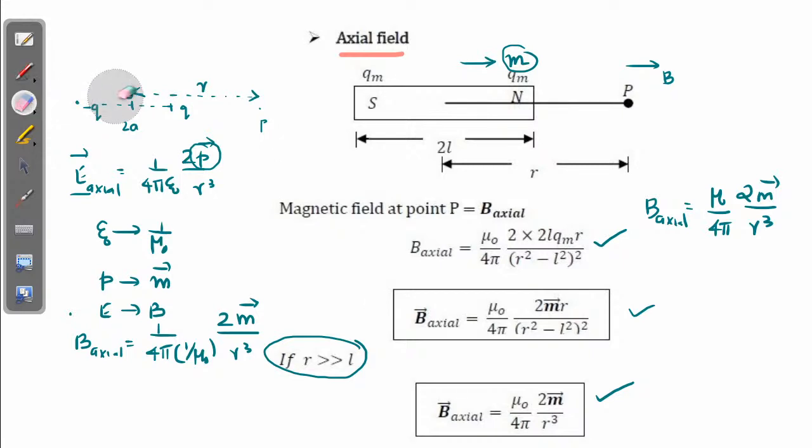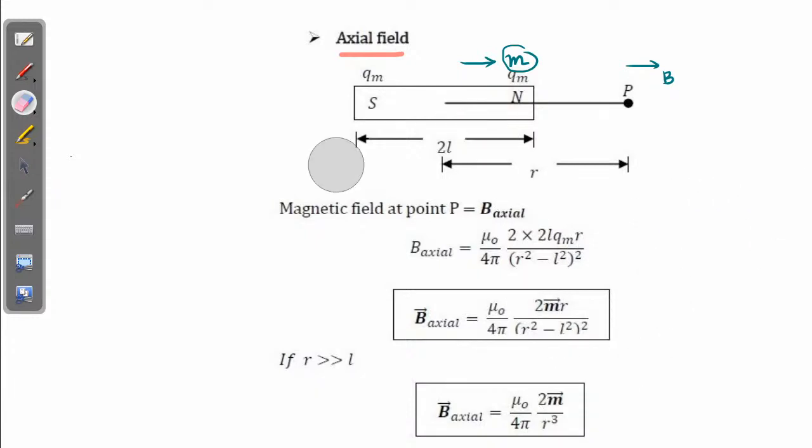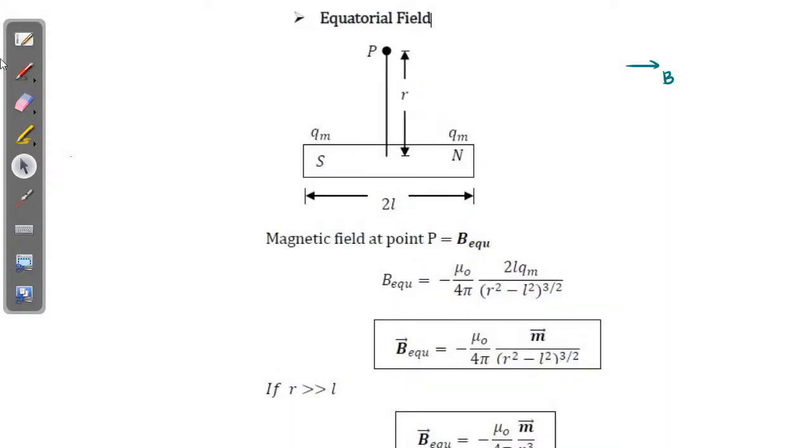Okay, now let's move on to the next expression, that is the expression for magnetic field at an equatorial point. You know what an equatorial point is, so I am not going to explain it. An equatorial point is a point which lies perpendicular to the axial length of the magnet, at a distance r from the center of your magnetic dipole. Same logic I can apply here.